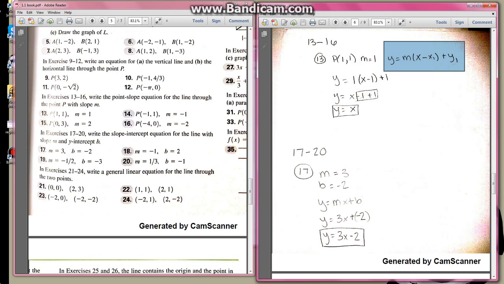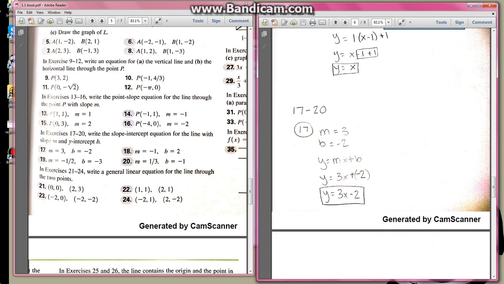Okay. 17 through 20. Write the slope-intercept form. Oh, and they give it both to you. All you have to do is just substitute it in. M is 3, B is negative 2, boom, boom, boom, and you get y equals 3x minus 2. Very simple. Finish up through 20.